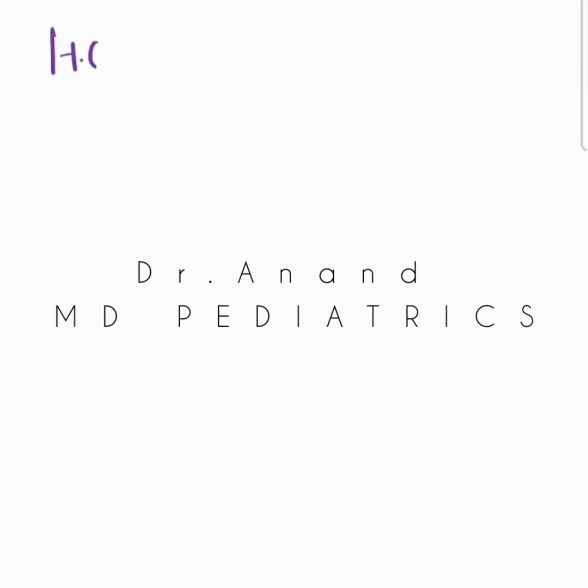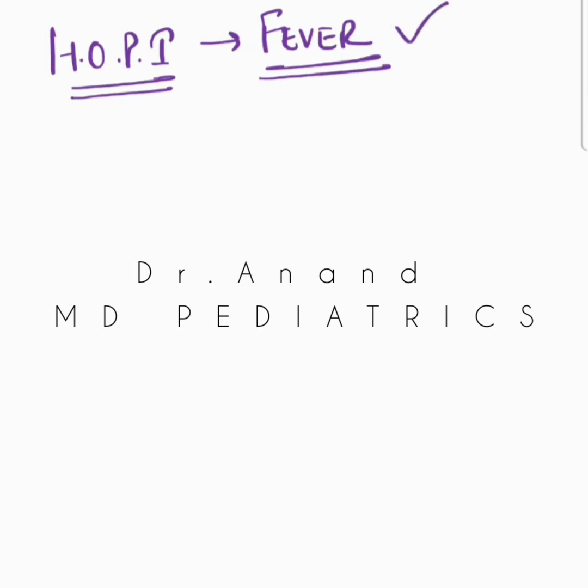This is part 3 of our case presentation, and today we're going to talk about history of presenting illness in terms of fever. In part 1 we told about the name, age, gender, address, informant, in detail. In part 2 I told you about the history of presenting illness and the presenting complaints format. Now in part 3 I'm going to tell you regarding the history of presenting illness in terms of fever.